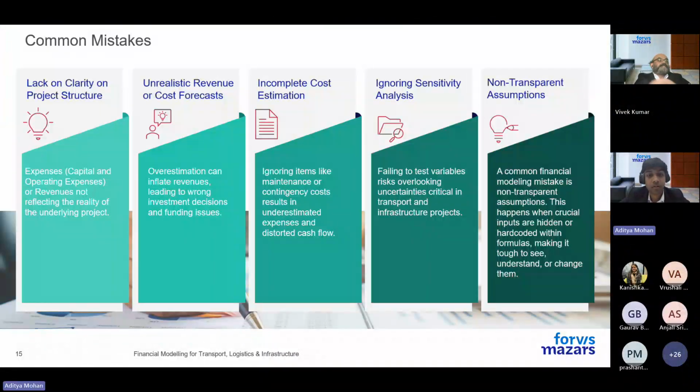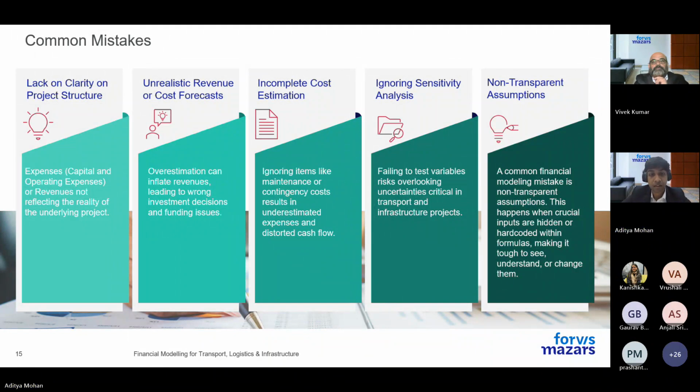Right. So let's talk about what can go wrong here and how can we avoid it. So the first mistake that can be made is no clarity on project structure. So it is important to always define project boundaries clearly, like your ownership model, SPV structures, and PPP terms. Then the next mistake would be unrealistic revenue or cost forecast. So overestimation can inflate your revenues and it could lead to wrong investment decisions and funding issues.